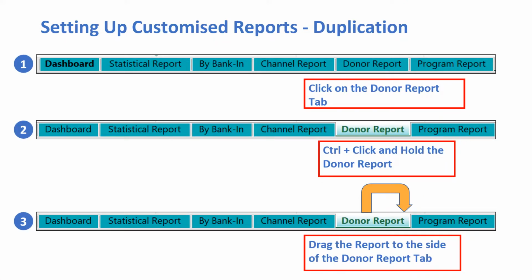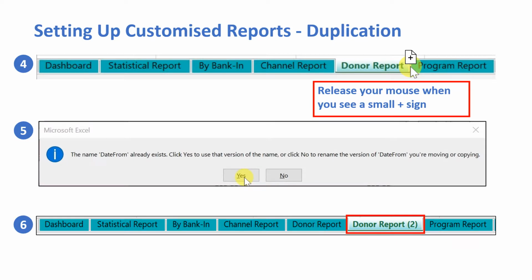First, make a copy of an available report in Ka-Ching. In our example here, we are duplicating the donor report. Click on the Donor Report tab on the toolbar, then holding on to the Control button on your keyboard, click and drag the donor report to the side. When you see a small plus sign, release your mouse. If you see a window pop up as shown, click Yes for all the pop-ups. A duplicate of the donor report should now appear as shown.